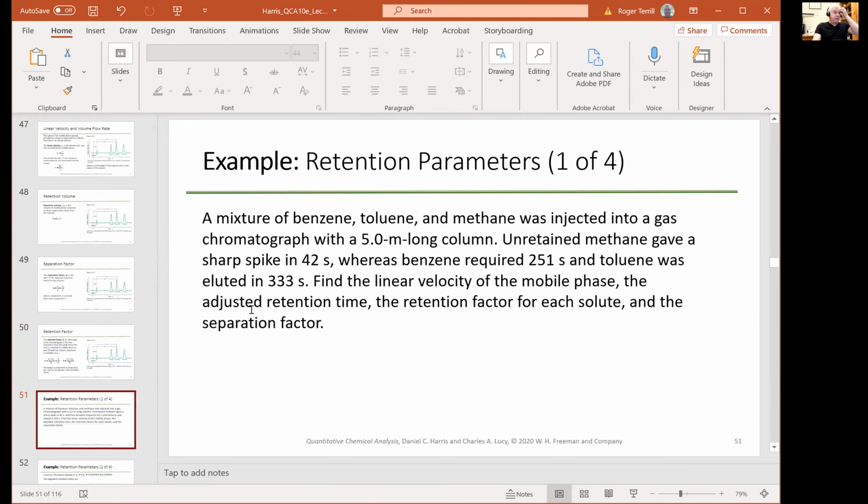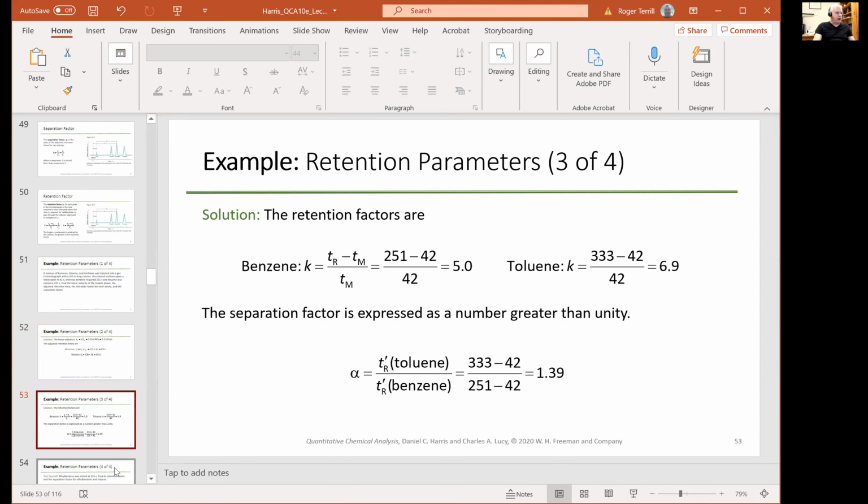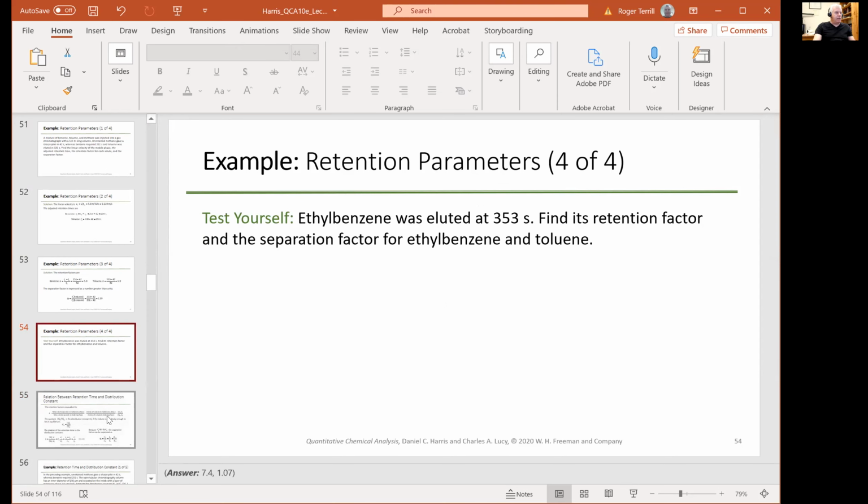So, here's an example of how to calculate a T prime. Whoopie-doo, you can calculate T prime. Yay, who cares? And then you can do it for benzene and toluene, things like that, right?